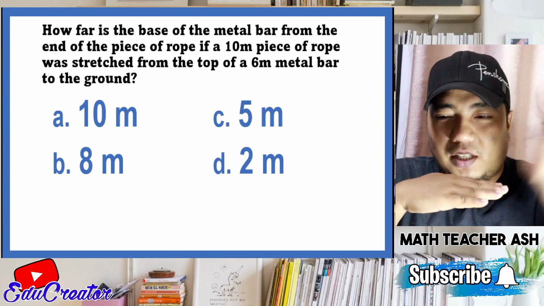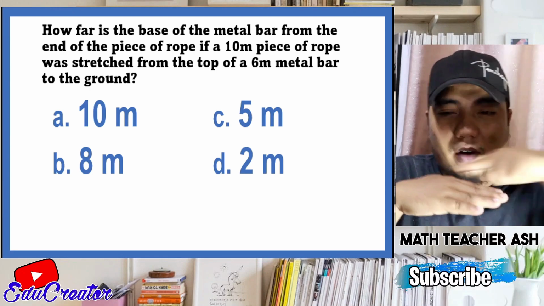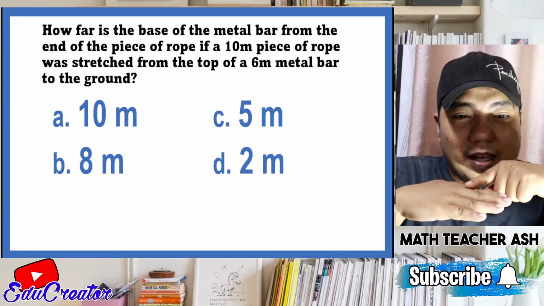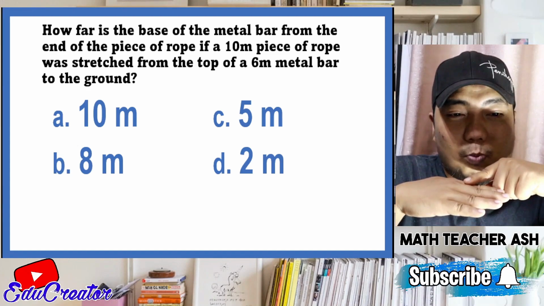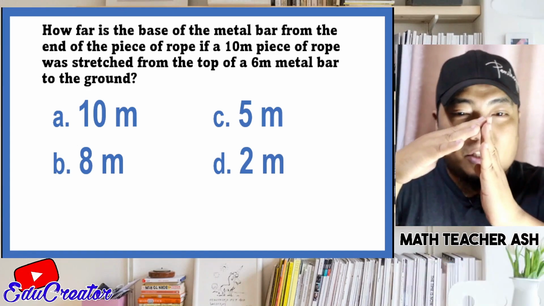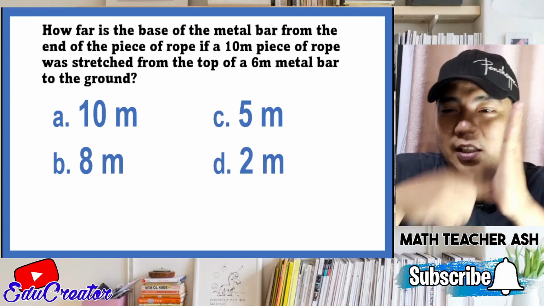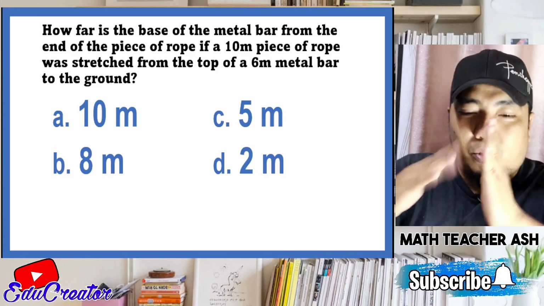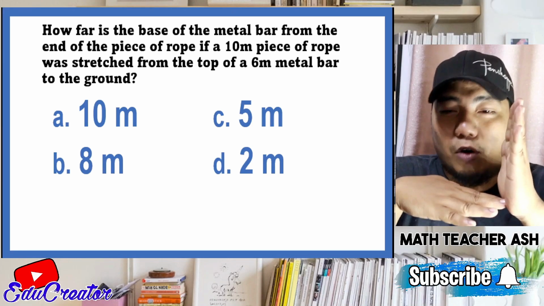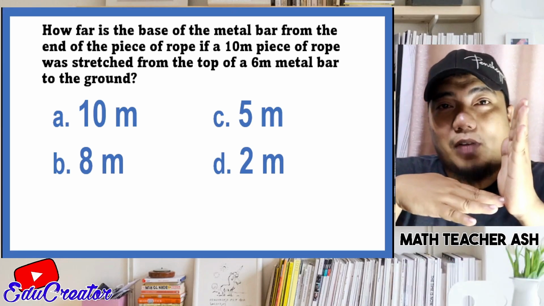Okay, so if this is the given, so how far? This is the unknown. A 10-meter piece of rope was stretched from the top of a 6-meter bar to the ground. So this is the 6-meter bar, and then this is the 10-meter rope. So this is the unknown here. Of course, basically this is a right triangle, my dear math learners.